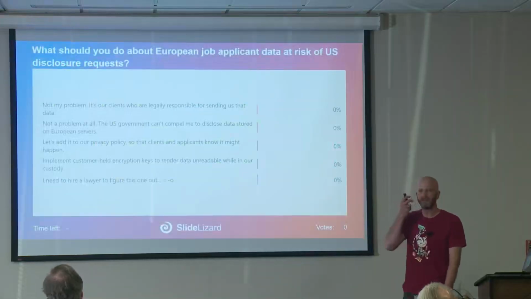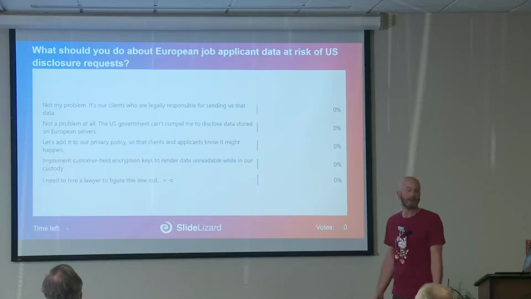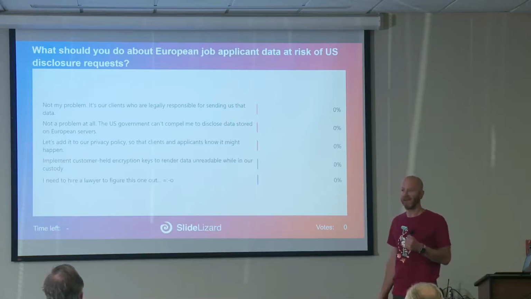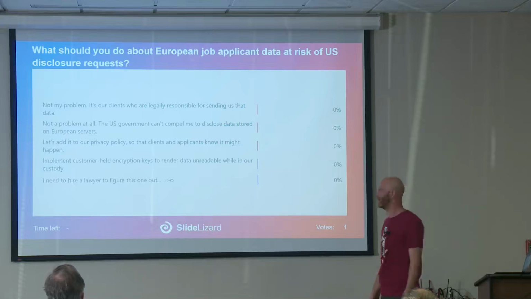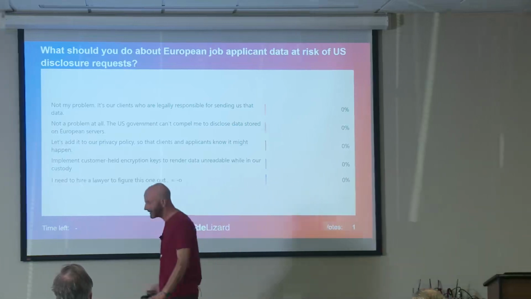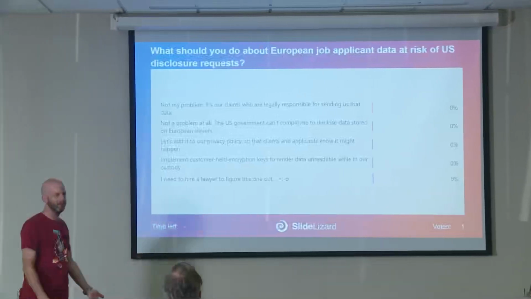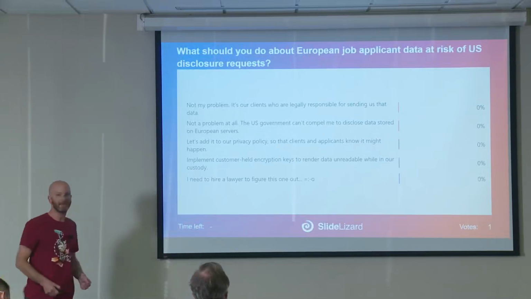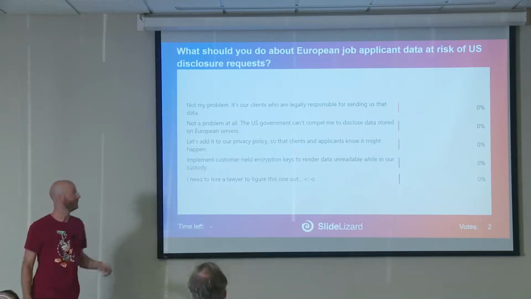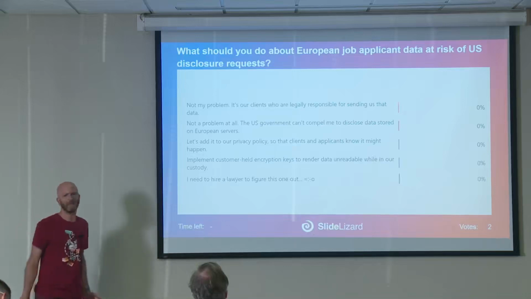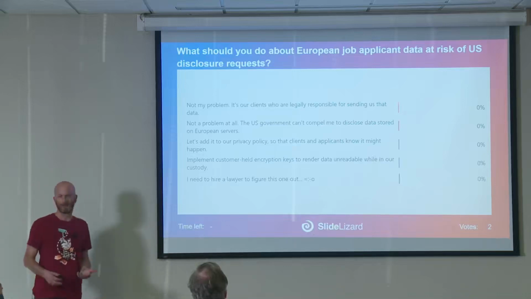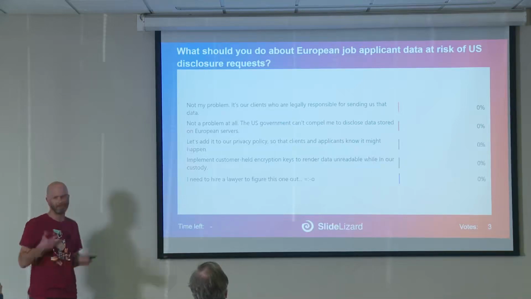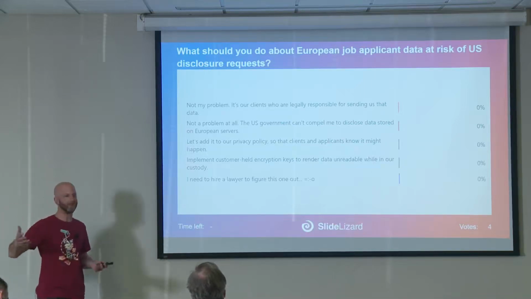So on your phone you can vote. You could either say, well, it's not my problem, right? My European clients are companies that pay me for this service, and it's their job applicants, so they have to worry about that, not my problem. Or you could say, it's not a problem at all, the US government can't compel me to get them data from one of my servers that are located in Europe. Or you could say, well, let's just add it to our privacy policy so that clients and job applicants know about it, and so we told them, we're being transparent about it.